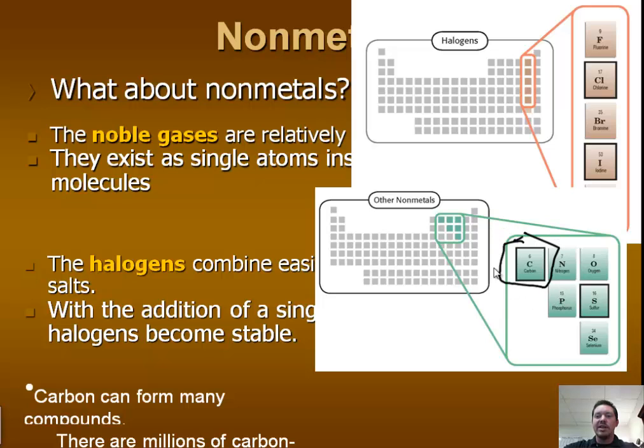And the reason it is so important, it's got 4 valence electrons, and it wants to have 8. So it has kind of that in-between. It can either lose or gain electrons based on whatever it's reacting with.